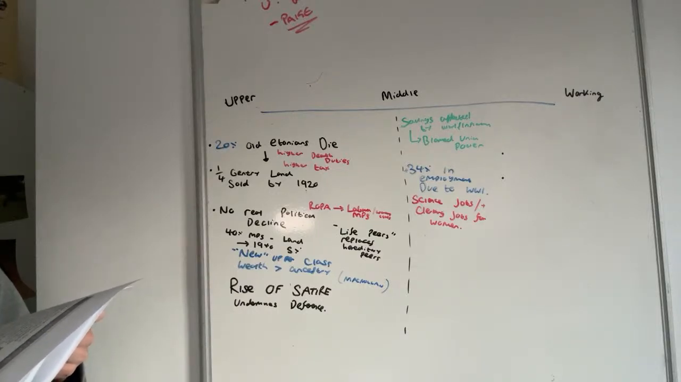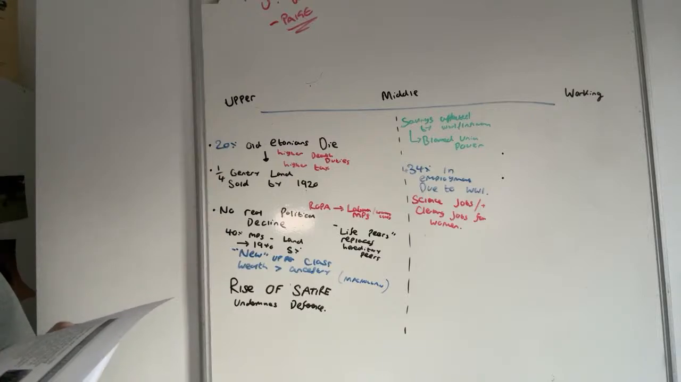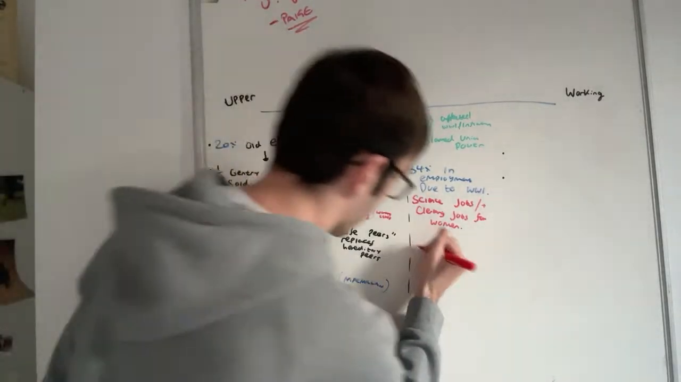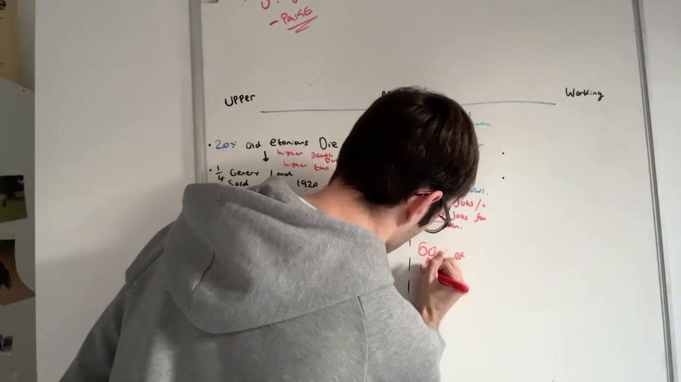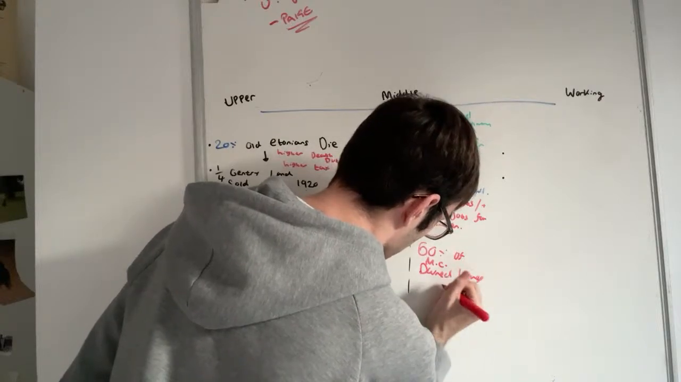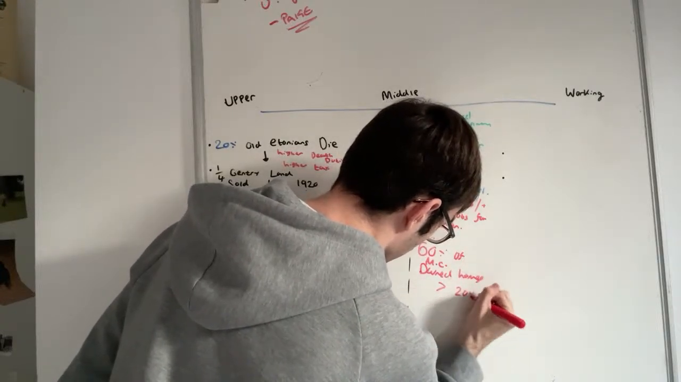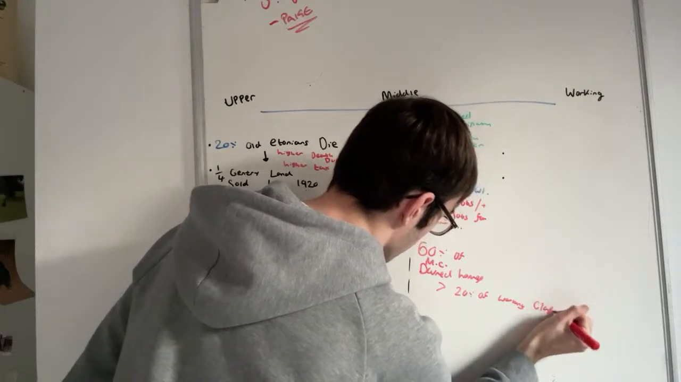And home ownership became a feature of the middle class. About 60% of middle class owned homes, compared to 20% of working class.